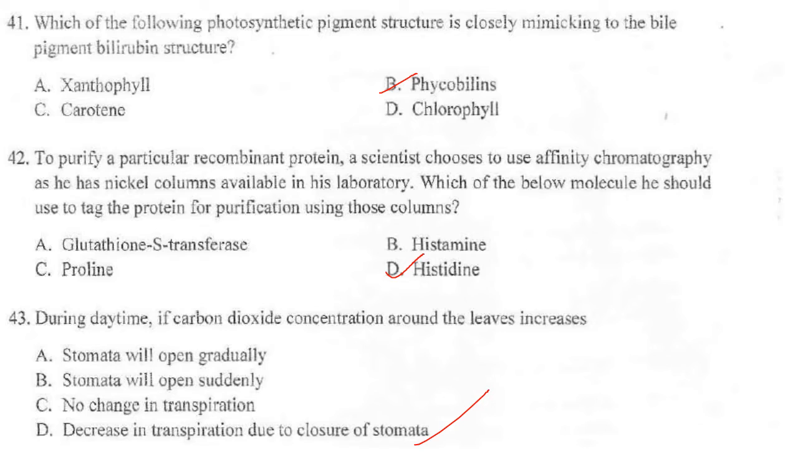Answer is option D. Then, during daytime, if carbon dioxide concentration around the leaf increases. Okay, since stomata allow the carbon dioxide to enter and oxygen to exit, therefore, if there will be a sudden increase in carbon dioxide concentration around the leaf, the stomata will get closed so that the excess gas does not enter the cell. And this will further decrease the rate of transpiration. So the answer is option D, decrease in transpiration due to closure of stomata.